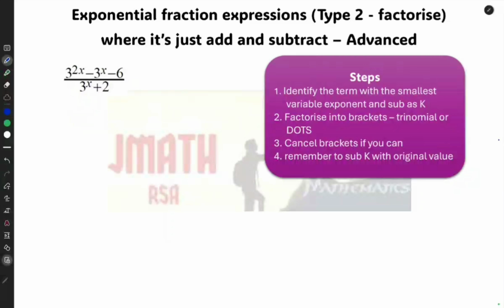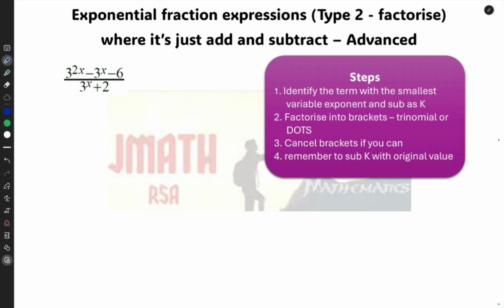We are still looking at exponential fractions, but in this case it's a bit more advanced, and you'll notice the difference between this and the other type 2 sums were that there's an x that is double another x. So whenever you get to a sum where one exponent is double another one, then it is this type of sum, and you are most probably going to do K method and a trinomial or a difference of squares. So let's go through the steps.